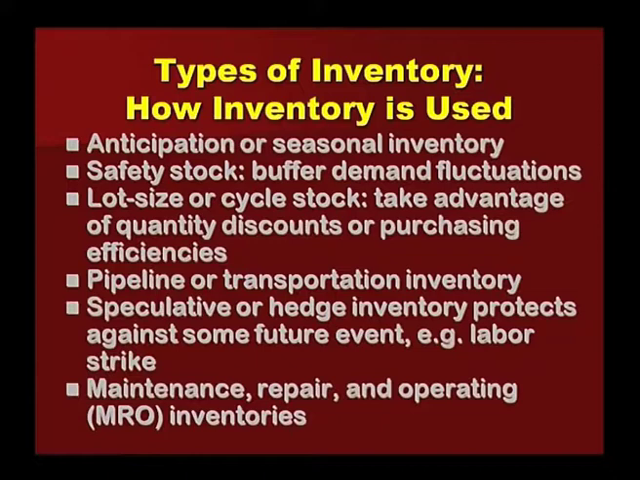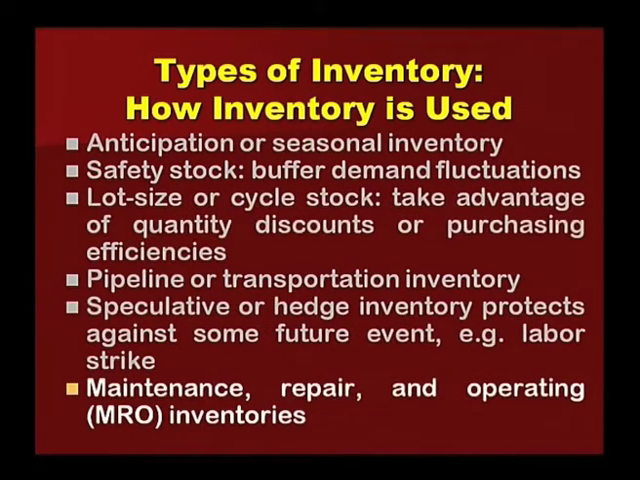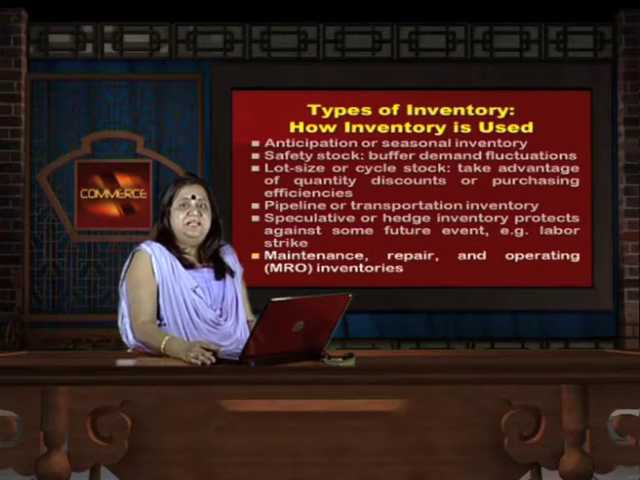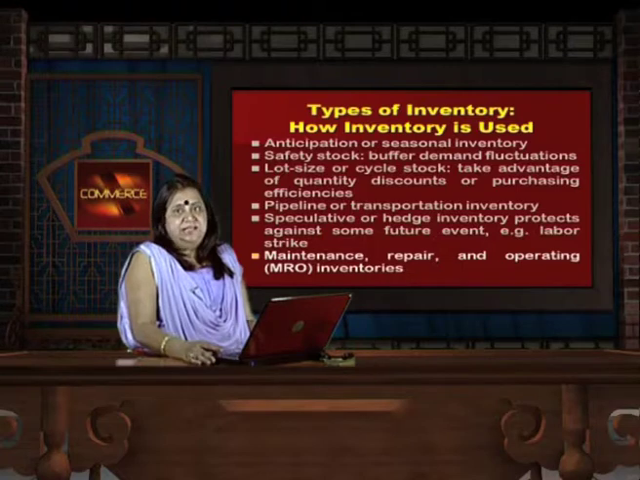Let us study types of inventory and how inventory is used. This is an anticipation or seasonal inventory, a safety stock, buffer against demand fluctuations. It is lot size or cycle stock. It takes advantage of quantity discounts or purchase efficiency. It is pipeline or transportation inventory. It is speculative or hedge inventory, which protects against some future event, for example a labor strike. It is maintenance, repair and operating inventories. So, inventories are of many types. It is not only the raw materials, but also the support materials and also the finished products. Every material which is there in the warehouse or in the manufacturer's premises involves a cost and is considered an inventory.